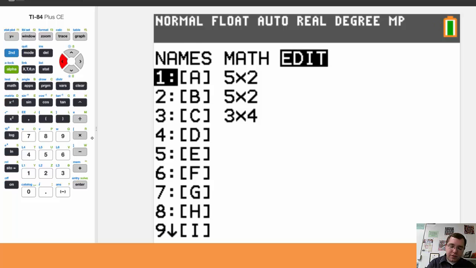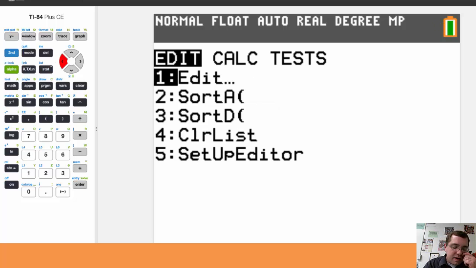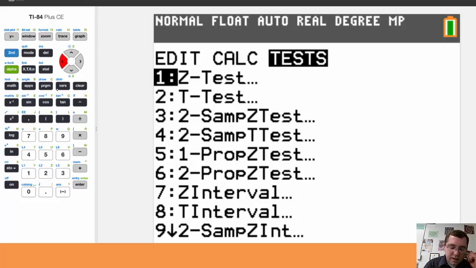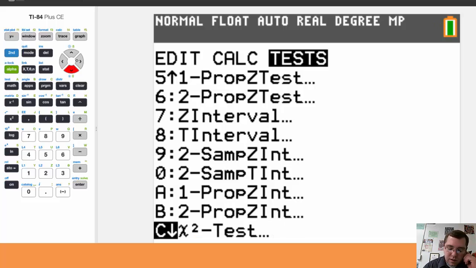I'm going to edit the first one. I've already put in my data for the sake of time in this video. But I would have to tell it that it's 5 rows and 2 columns, so a 5 by 2 matrix, and then I enter the data. Okay, once I have it in there, I can go to Stat, Test, and I'll choose the chi-squared test, specifically not the chi-squared goodness of fit test, the chi-squared test, which is letter capital C on mine. Don't necessarily assume it's the same on yours.